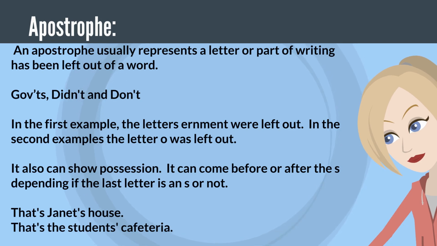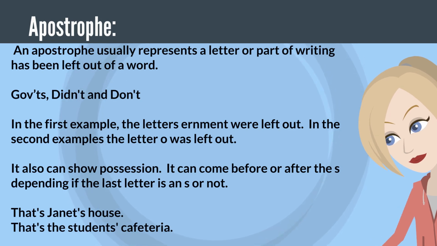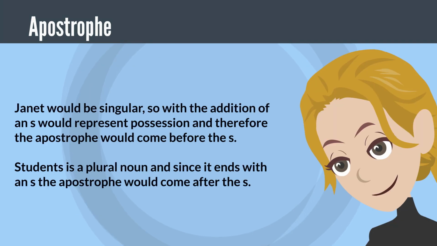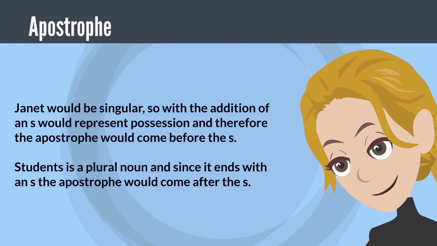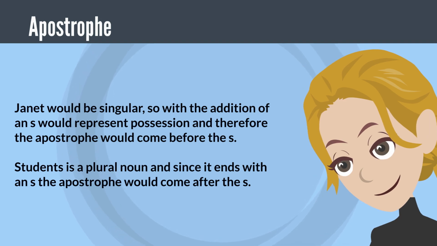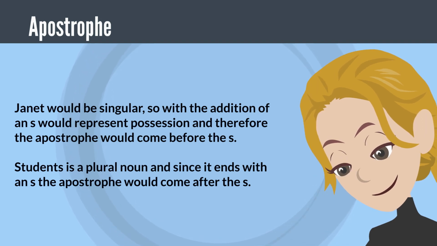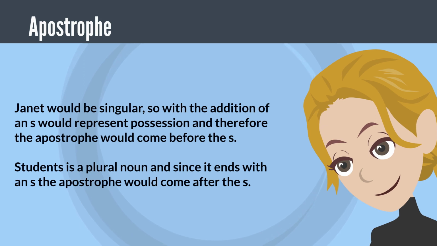That's Janet's house. That's the students' cafeteria. Janet would be singular, so with the addition of an S it would represent possession, and therefore the apostrophe would come before the S. Students is a plural noun, and since it ends with an S, the apostrophe would come after the S.